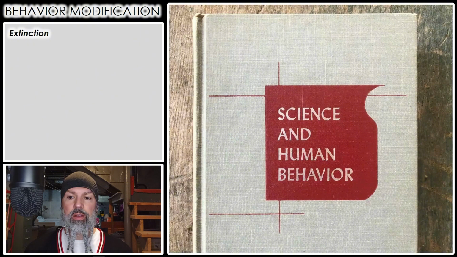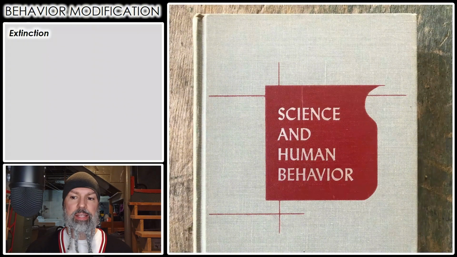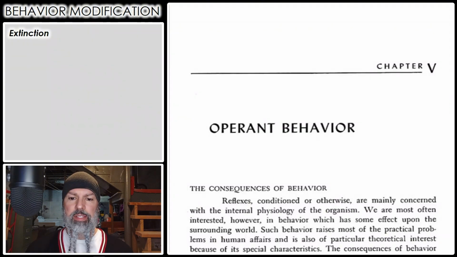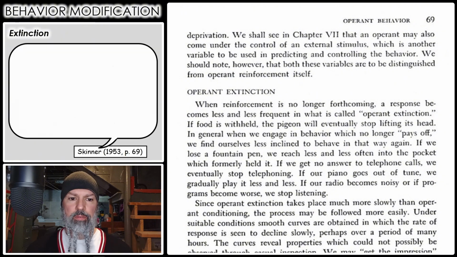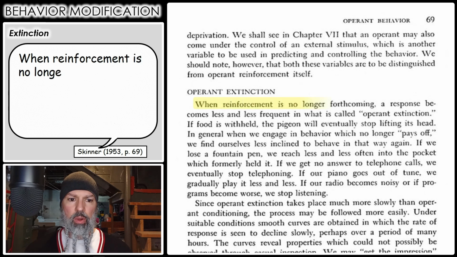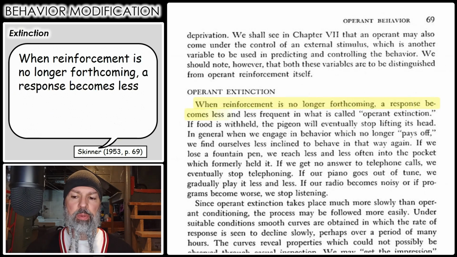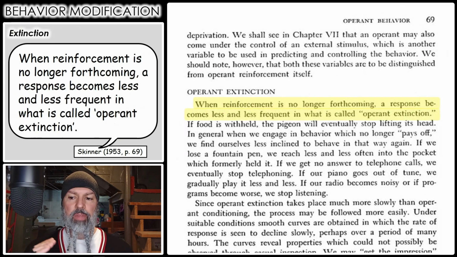So we're once again going back to his book on science and human behavior. And this time we're going to go to the chapter on operant behavior, and we are going to use his definition of extinction as our working definition today. And what Skinner said was that when reinforcement is no longer forthcoming, a response becomes less and less frequent in what is called operant extinction.